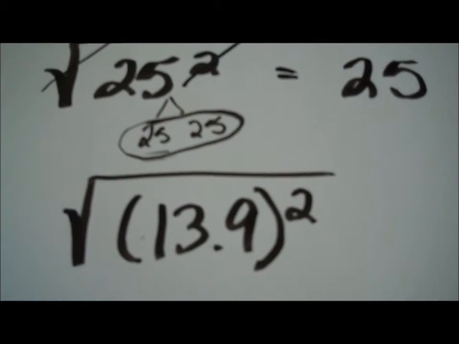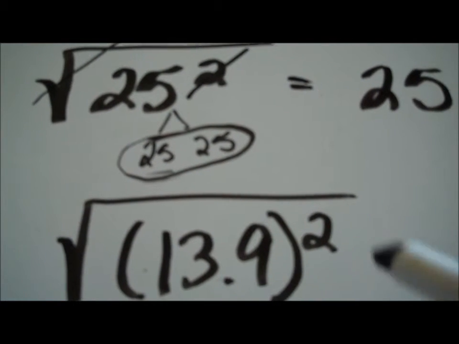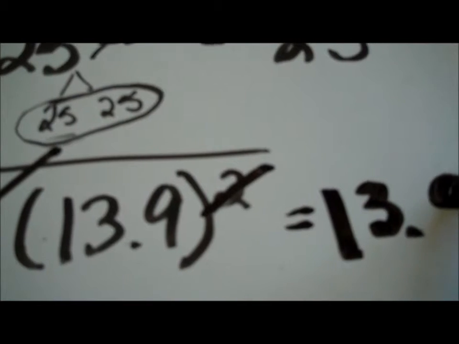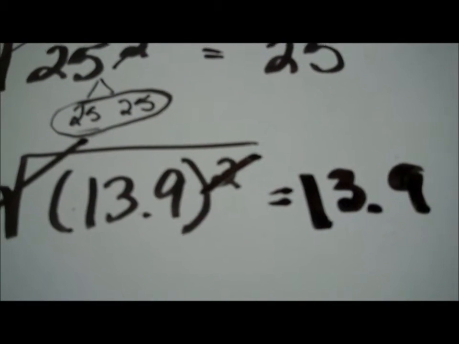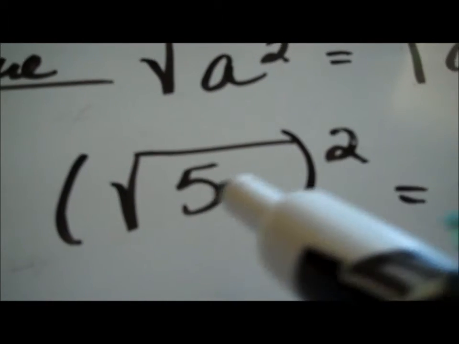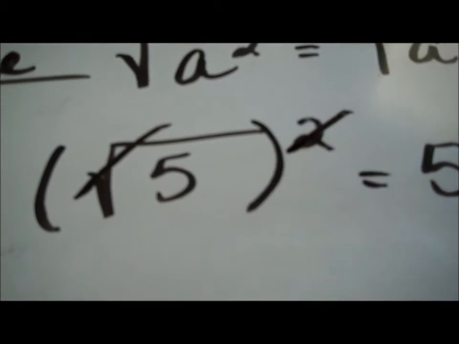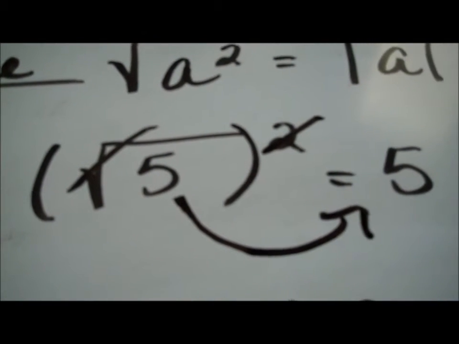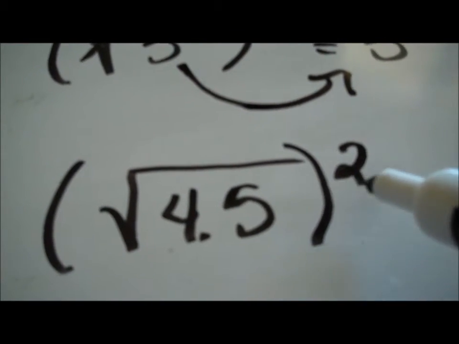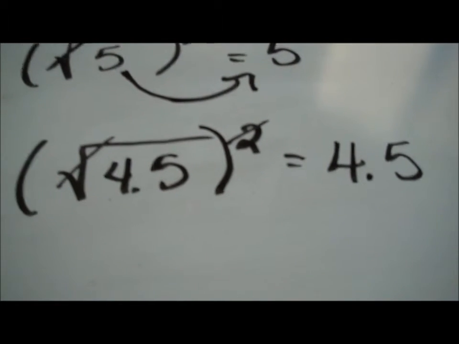Okay, same thing can be said for here. If I have the square root of the quantity 13.9 to the second power, that square root and that square will cancel each other out, and we just get 13.9. Now, something very similar to that is the square root of 5 being squared. So remember, the square root and the square cancel each other out, and the 5 is our answer. Same thing here. If I have the square root of 4.5 being raised to the second power, that square and that square root are going to cancel each other out, and we're going to get a positive 4.5.